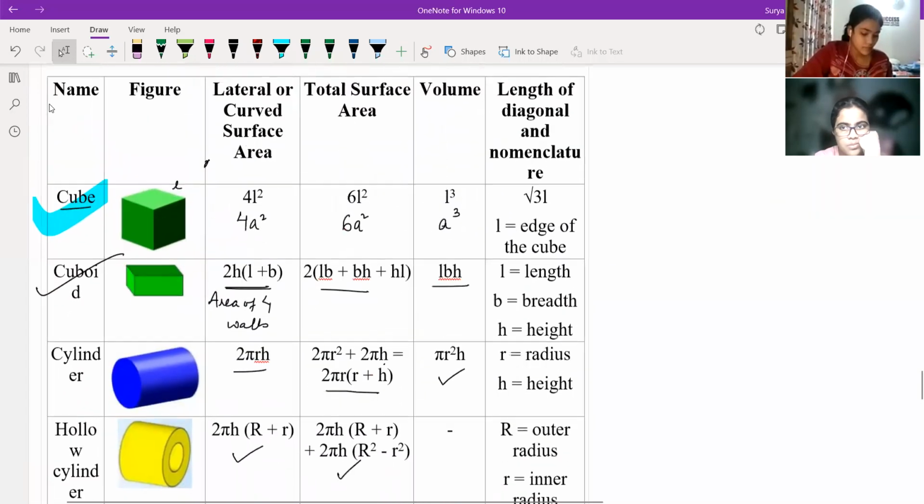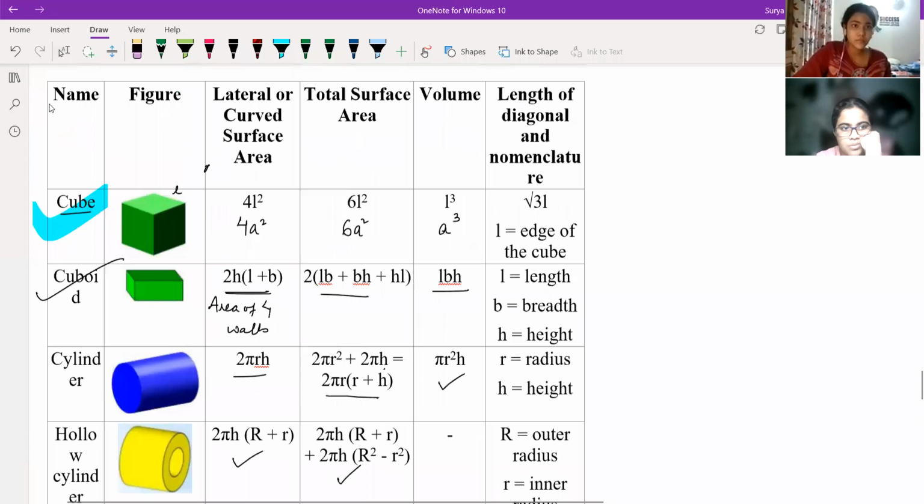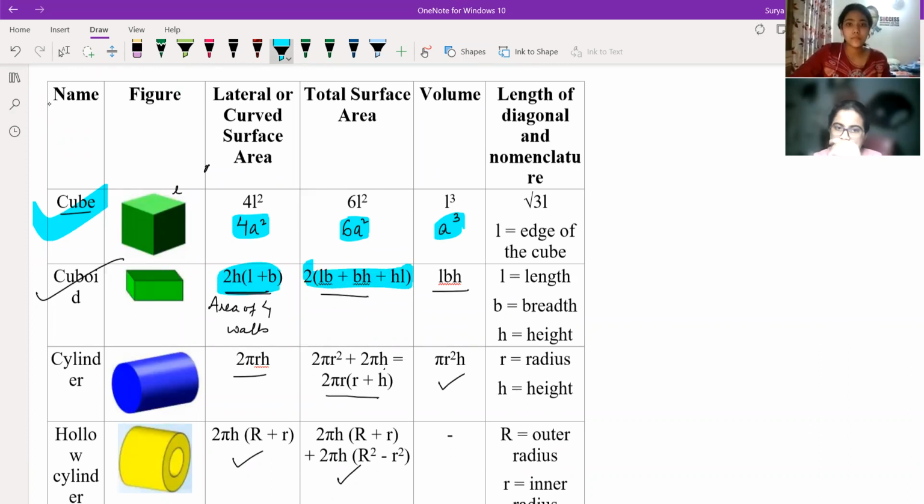So these are the formulas we have with us. See, for the cube: lateral surface area or curved surface area is 4a square, then total surface area, and the volume is a cube. Just try to compare this. Do you know all this or not? If you have doubt in any part of it, just ask me. This is a brief formula part.